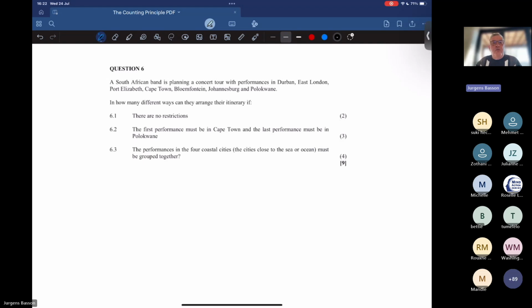But this one is on a concert tour to Durban, East London, PE, Cape Town, Bloemfontein, Johannesburg, Polokwane. And we want to arrange their tour. First question is, there are no restrictions. How many ways can we arrange this tour? Now, these are 7 cities, and these cities can't repeat. So there's no repetition. There's 7 of them.